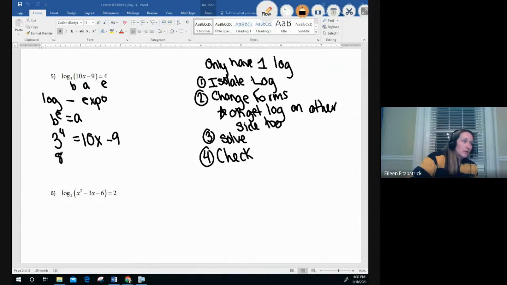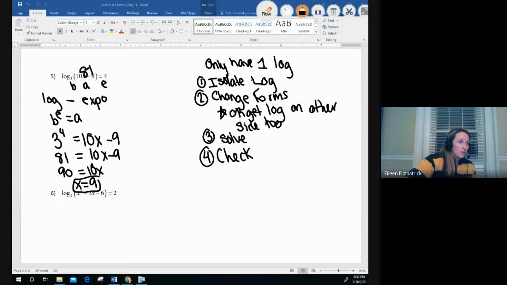3 to the 4th is 81, 10x minus 9. Add 9 to both sides. So you have 90 is equal to 10x. Divide both sides by 10, and you get x is equal to 9. All right, I'm going to see if I can do a quick mental check. So I have 10 times 9, that's going to be 90. 90 minus 9 is 81. So this would simplify to 81, which would say log base 3 of 81 equals 4. Or in other words, 3 to the 4th equals 81, which is true. Okay, so that does work.